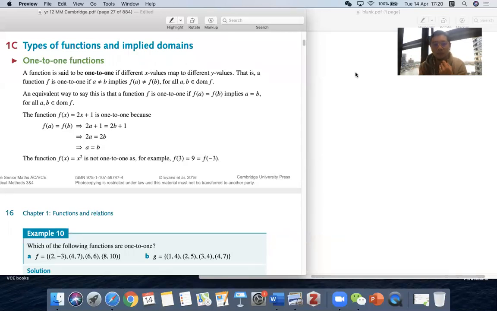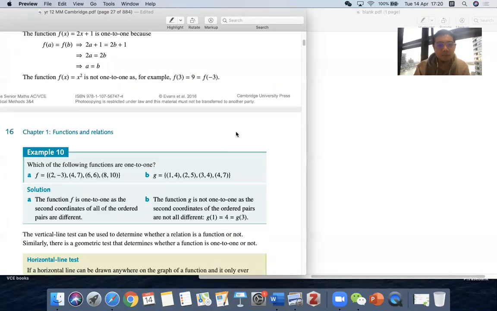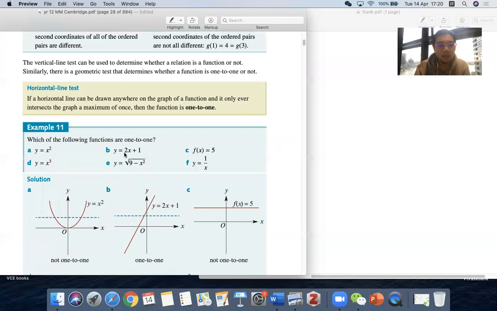So the first one we cover is the one-to-one function. A one-to-one function basically means one x gives me one y, okay? That's called one-to-one. For example, we have y equals 2x plus 1, or y equals x cubed. They are all one-to-one functions, okay?